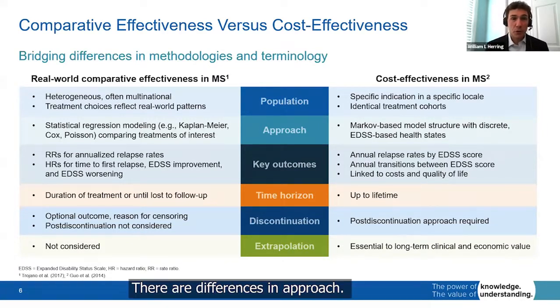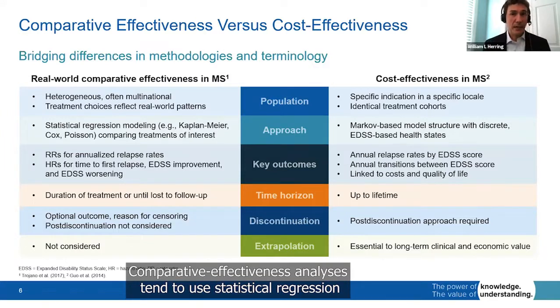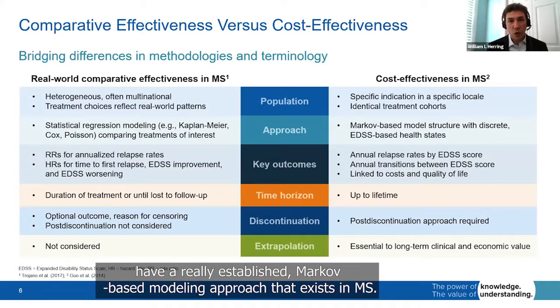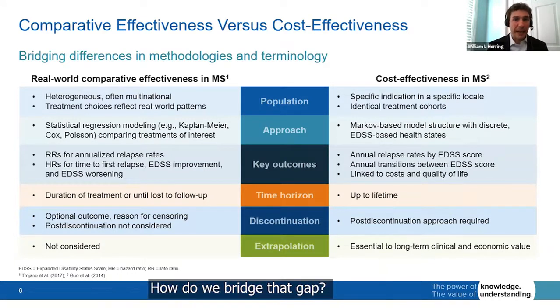There are differences in approach. Comparative effectiveness analyses tend to use statistical regression modeling to compare 2 treatments, whereas the cost-effectiveness models have a really established Markov-based modeling approach that exists in MS. So how do we bridge that gap?